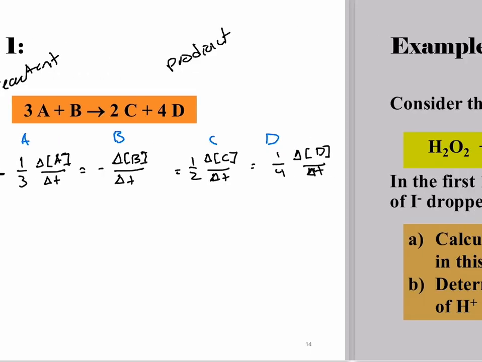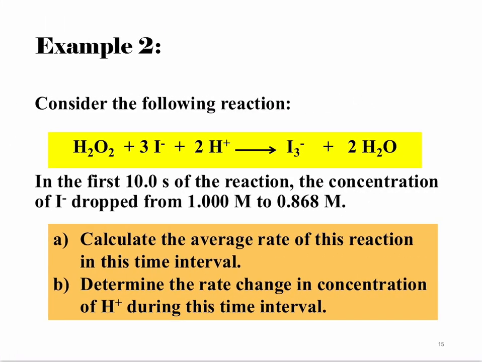Good? Okay. All right. So consider the following reaction. It doesn't look like a balanced chemical reaction, but we have a reaction with some ions in it. This is probably a redox reaction. It says for this reaction, we have peroxide reacting with iodide ion and 2 hydronium ions. In the first 10 seconds of this reaction, the concentration of I minus dropped from 1 molar to 0.868 molar. Calculate the average rate of the reaction in this time interval and determine the rate of change in concentration of H during this time interval.